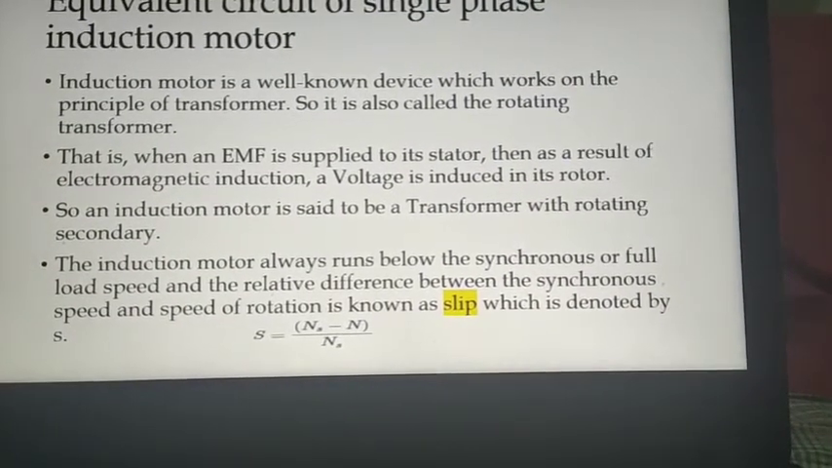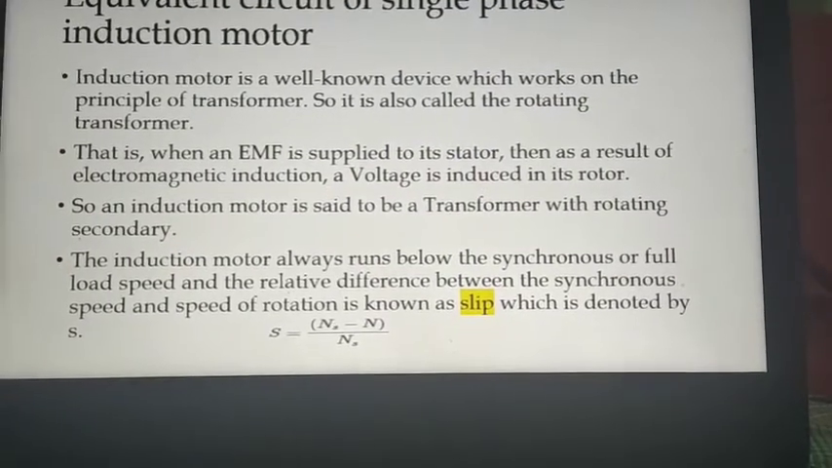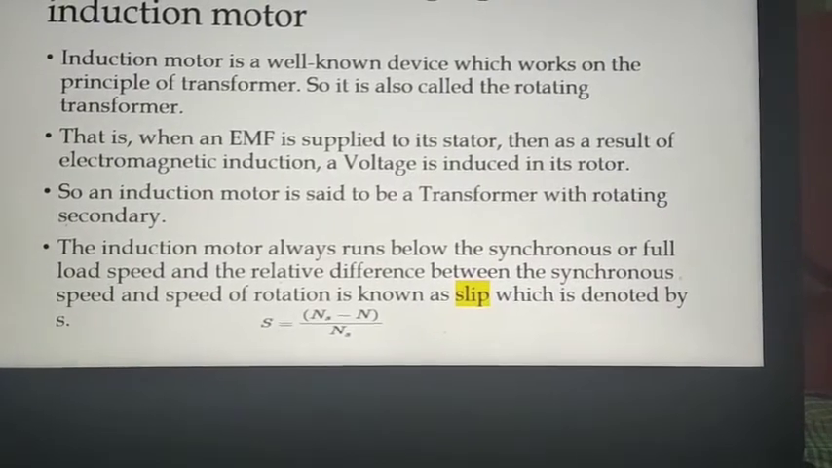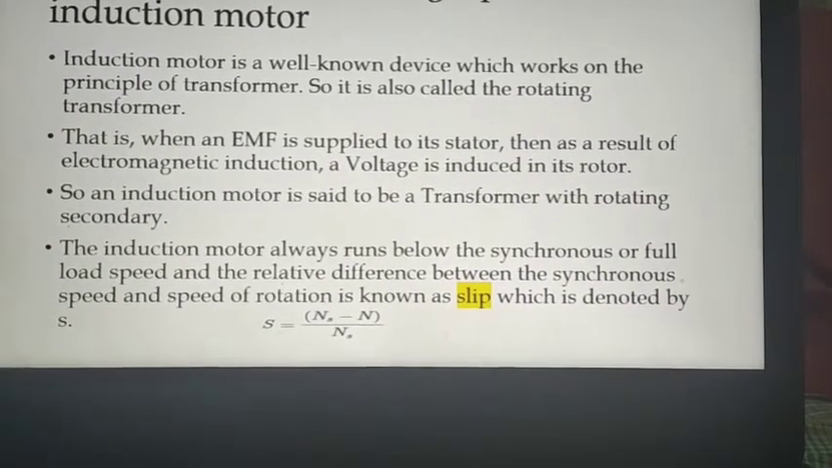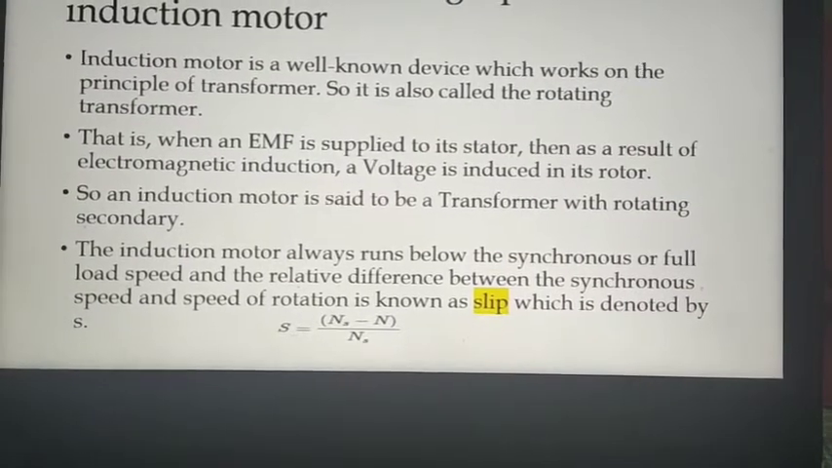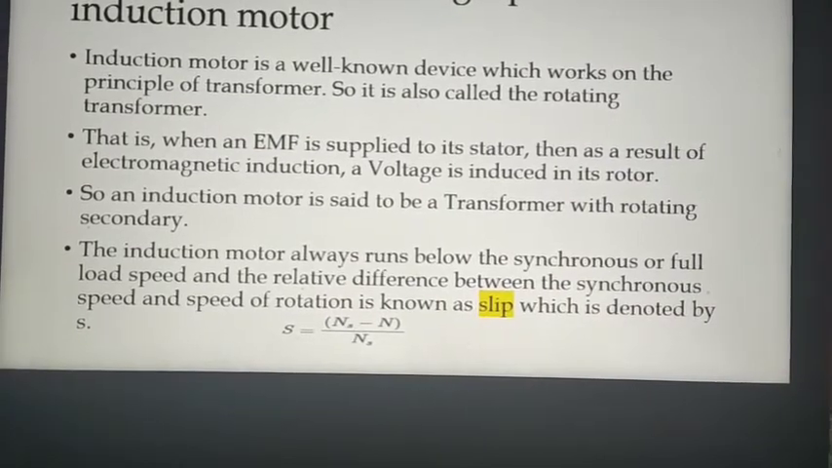Already in a previous slide we discussed the synchronous speed. The synchronous speed is denoted as ns is equal to 120 f by p. So the induction motor always runs at less than synchronous speed, that is the full load speed. That is mentioned as slip.